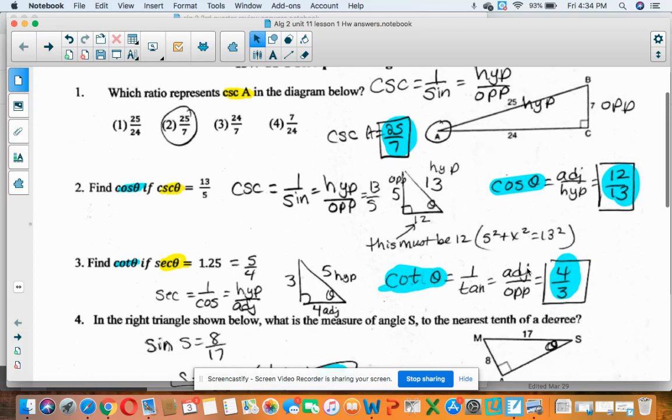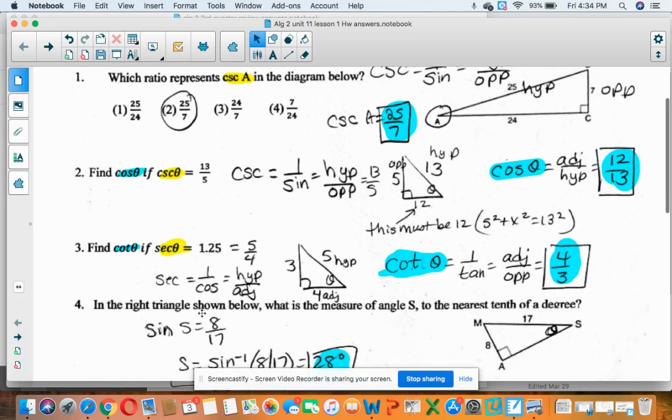3 is a similar problem in that you have to draw your own triangle. It's also a little bit harder because I have secant of theta is 1.25. So I did change that. I put that in my calculator and made it a fraction, and that's 5 over 4. So secant is the inverse of cosine. Since cosine is adjacent over hypotenuse, secant is hypotenuse over adjacent. So basically, when I draw myself a right triangle, 5 is going to be the hypotenuse and 4 is going to be the adjacent. And then you need to find that missing side.